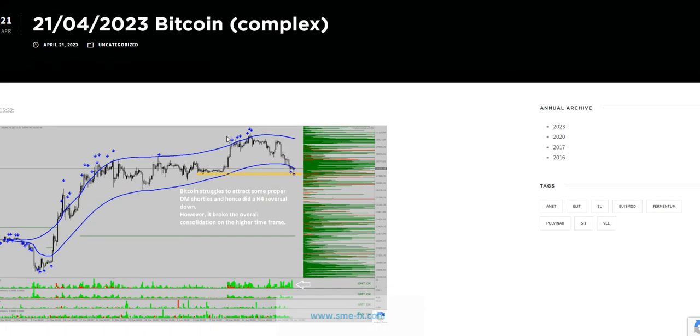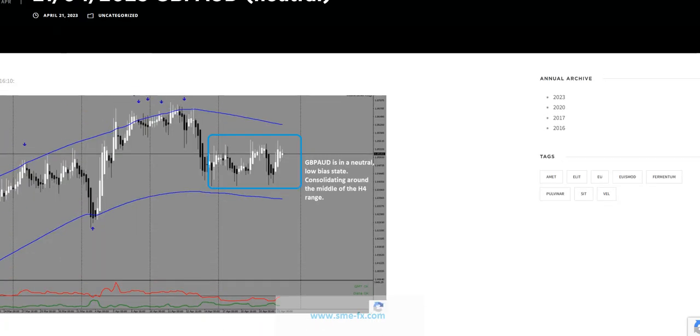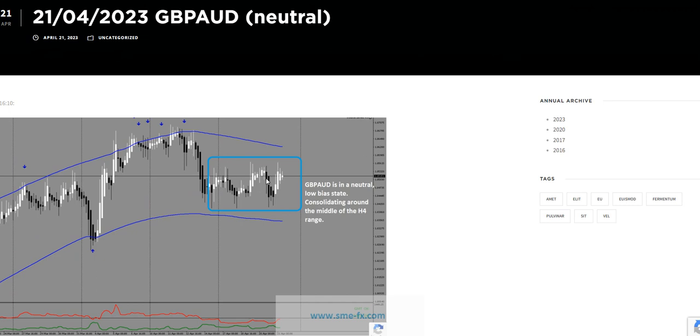Also, Bitcoin did a pullback down because we had only the longies dominating, no shorties. But at least it broke the long-term consolidation, but then went for the lower lows again. Pound Aussie completely neutral in the middle of the range. Okay, this is a range mode.